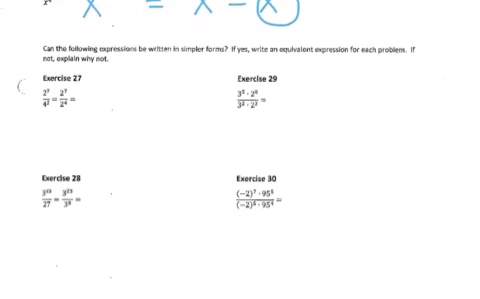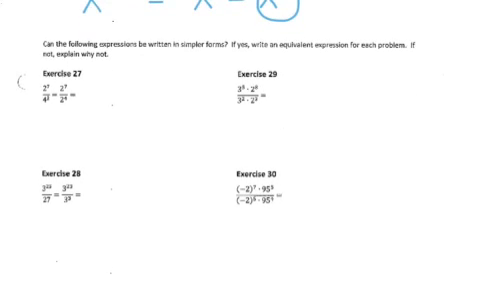Alright, moving along, it says, can the following expressions be rewritten in simpler forms? If yes, write an equivalent expression. If not, explain why. Well, Mr. Kate talked to you a little bit about this yesterday when it dealt with multiplication. So you are going to follow the same rules, except this time we are going to see if they would divide. So here we have 2 to the 7th over 4 squared. And then they rewrote it as 2 to the 7th over 2 to the 4th.